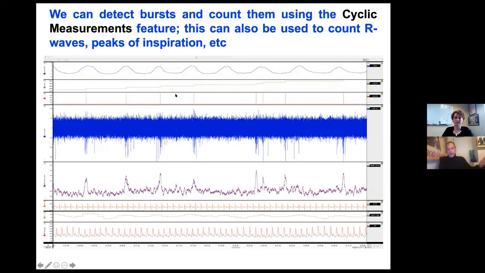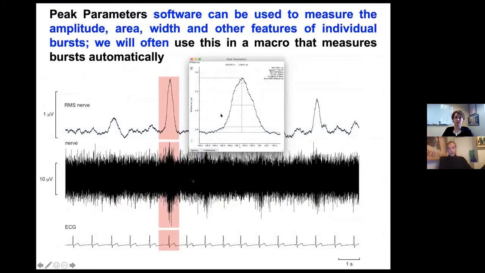We can do the same for R waves. We can count the R waves, we can count the peak inspiration, etc. So it's a very, very useful feature. We also use another feature called peak parameters, which allows us to select an individual burst and measure the rise time, the width, the peak amplitude, baseline, area, etc. We also use this approach to get the individual burst amplitudes with every R wave.